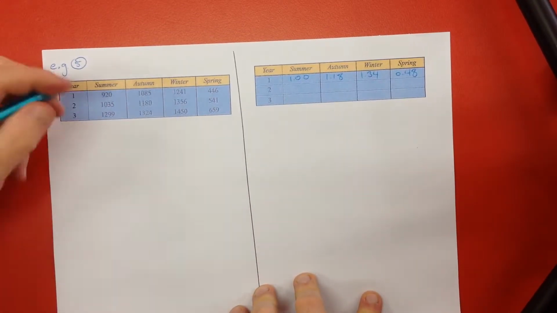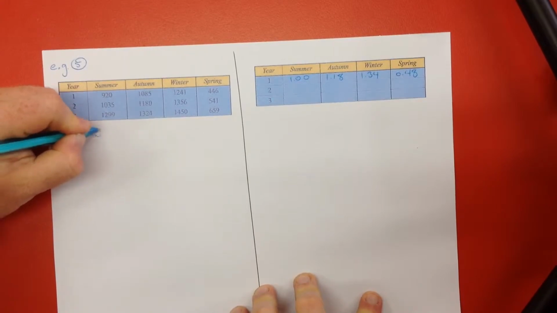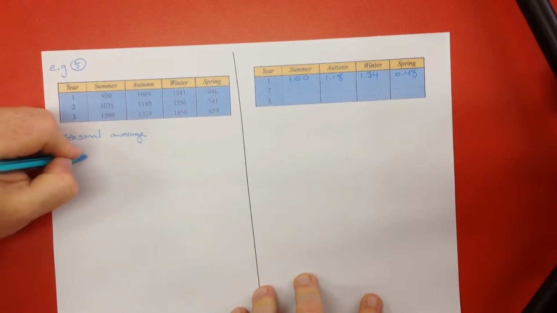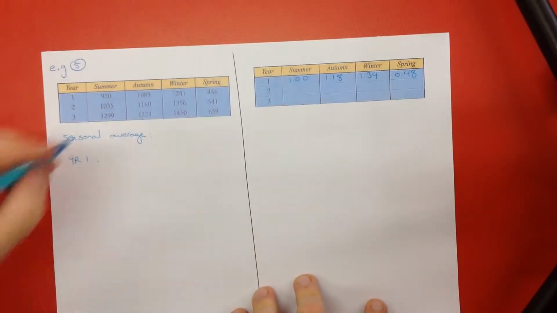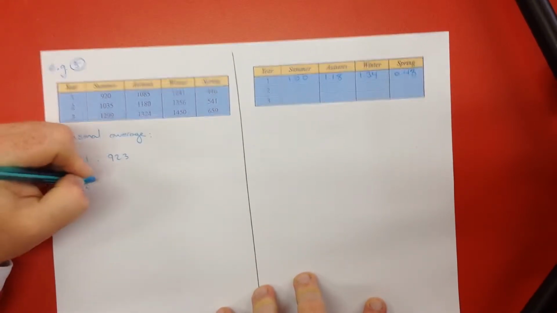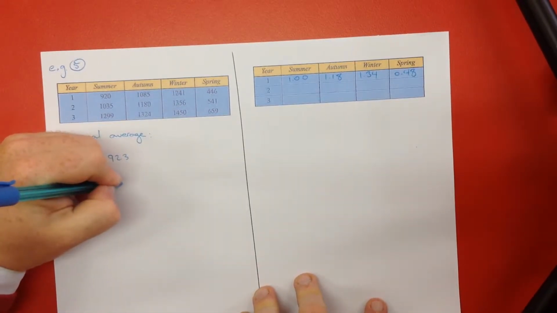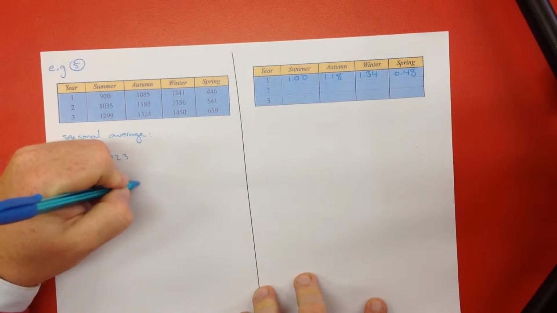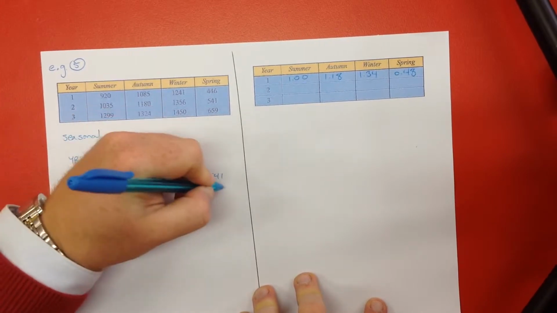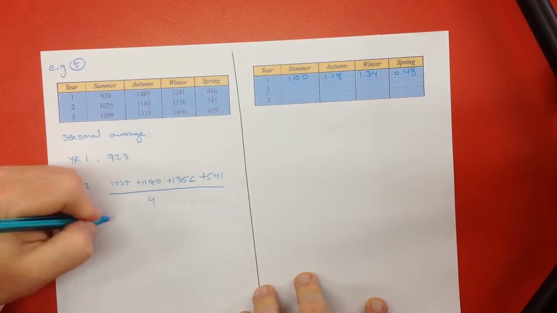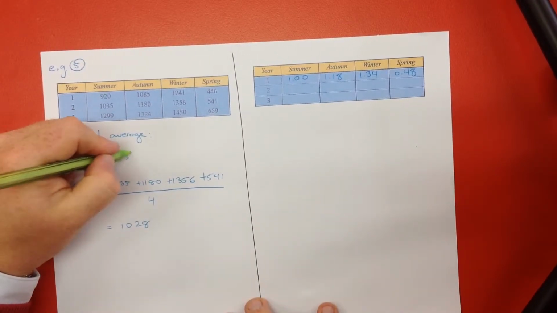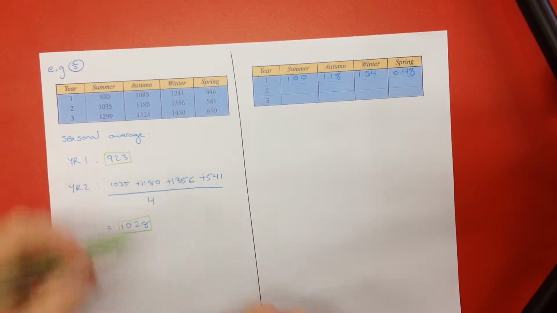So I'll quickly just jot down my seasonal averages, because we're going to need them. Seasonal average, and I might go year 1, and we already did the average for year 1, you'll remember, was 923. And the average for year 2 was all of the data added up, so 1035, that's this row here, plus 1180, plus 1356, plus 541, and there's 4 seasons, so divided by 4, and that equaled 1028. So this was my first seasonal average, that was for year 1. This is my second seasonal average, that was for year 2.